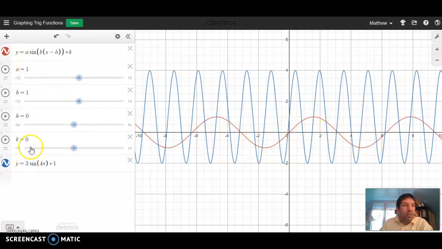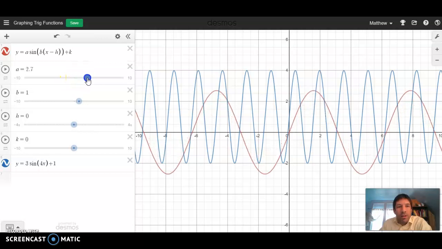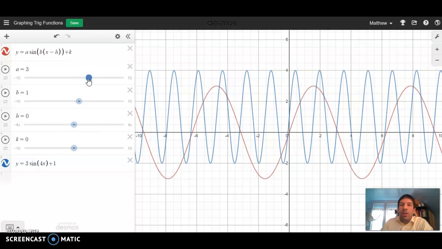So what I would say is, you could type the equation into Desmos, but I'd like you to get a feel for what each of these things is doing to the equation. So this a value is 3. So take your a value and change it, move that slider until it gets to be 3, so you can see what's happening to the graph as you change it. It's getting taller.